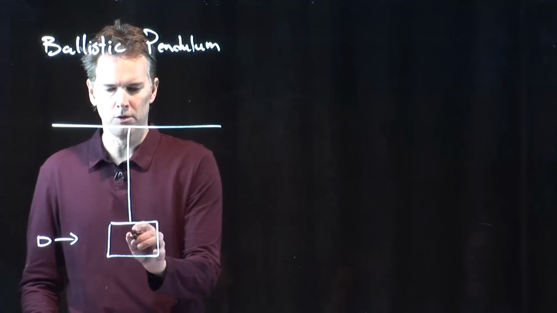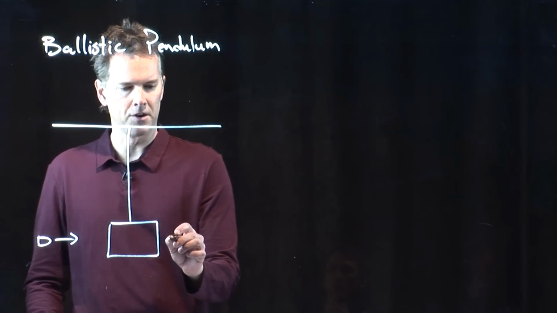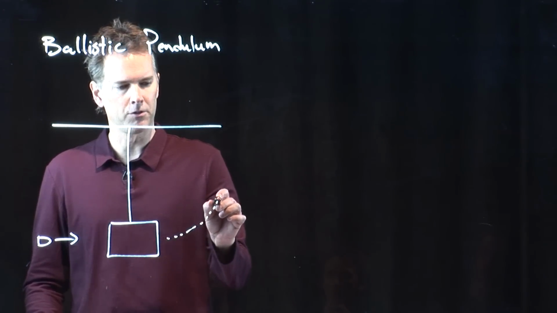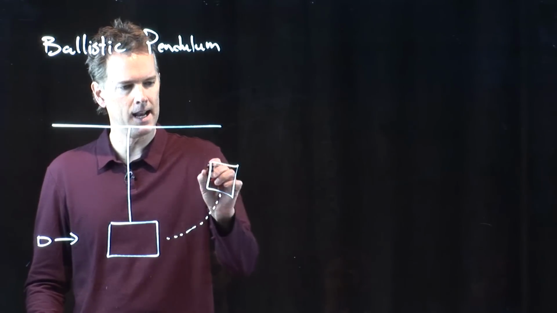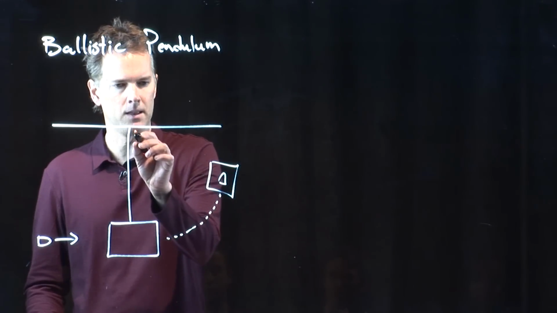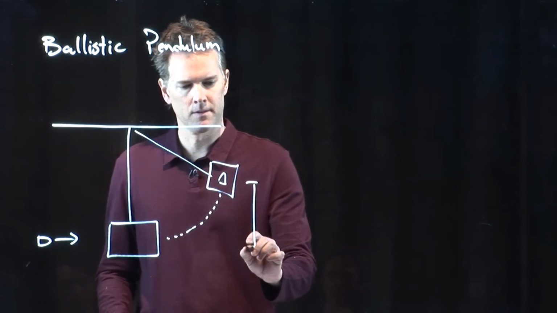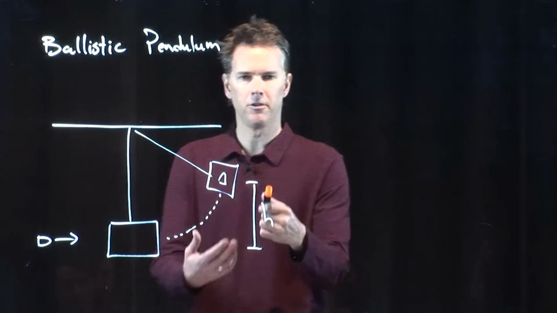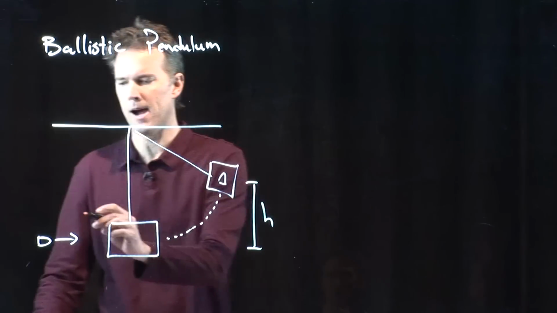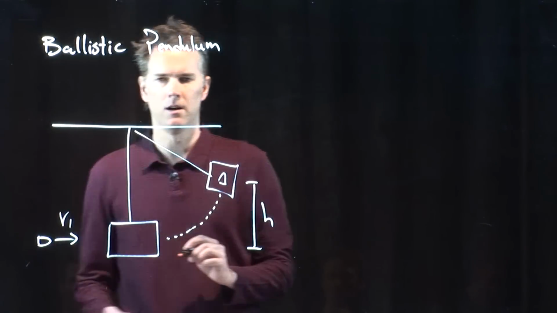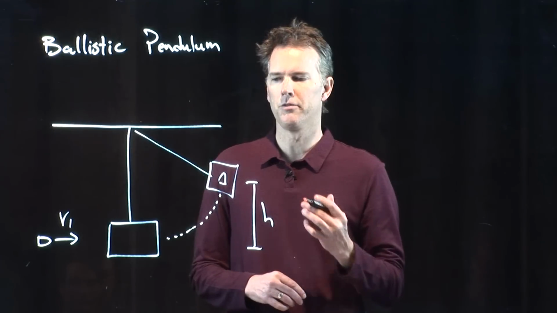Now, when the bullet goes into the block, the block starts to move. And so it swings up to a height h. It's got the bullet in the block. And based on this information, you can figure out something about the speed of the bullet. Okay, we need to know a few more things here.